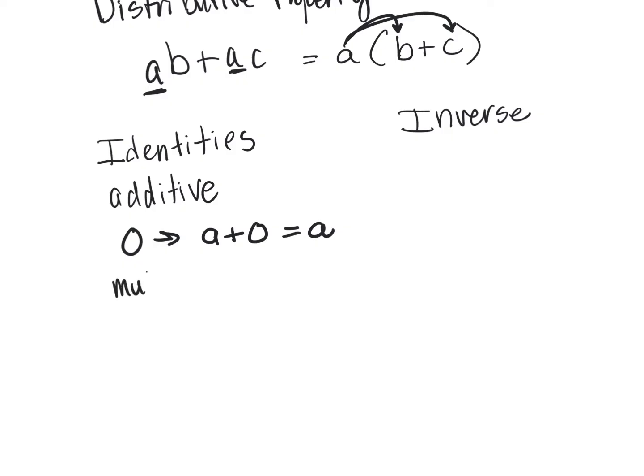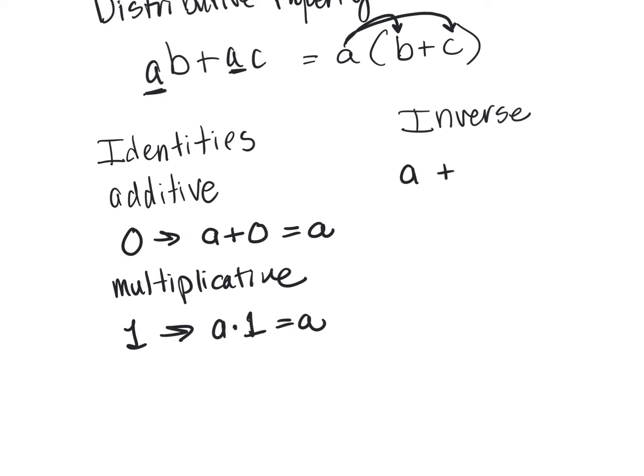The multiplicative identity is 1, because if you multiply 1 by anything, you just get that. You don't change the value of that anything. It just stays the same. The inverse is what you have to add to get back to the identity. So the inverse of A is the opposite of A. So the inverse of 3 is negative 3. The inverse of negative 4 is 4, and so on for additive inverse.